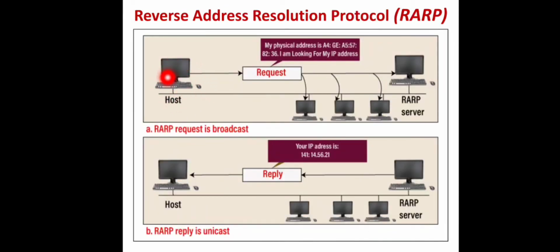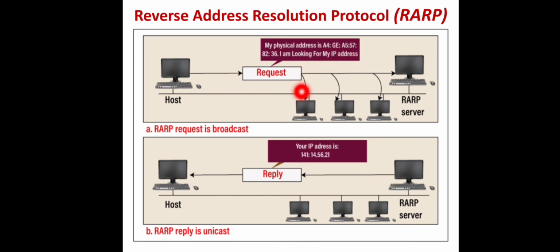So this machine is newly connected to the network and it wants to know its IP address. It will broadcast a RARP request, because it does not know the address of the RARP server. What is the request actually? My physical address is this and I am looking for my IP address.